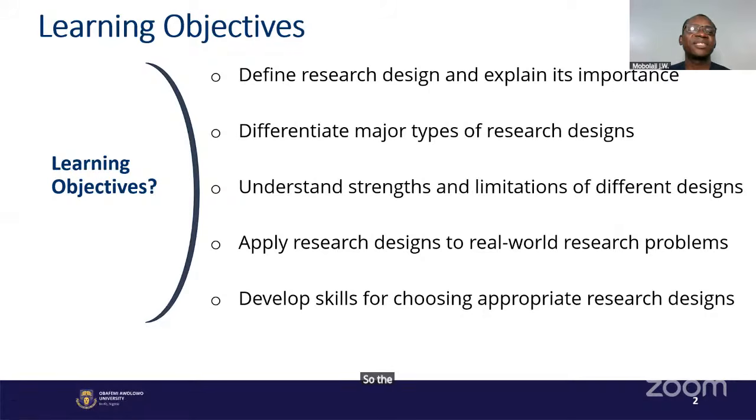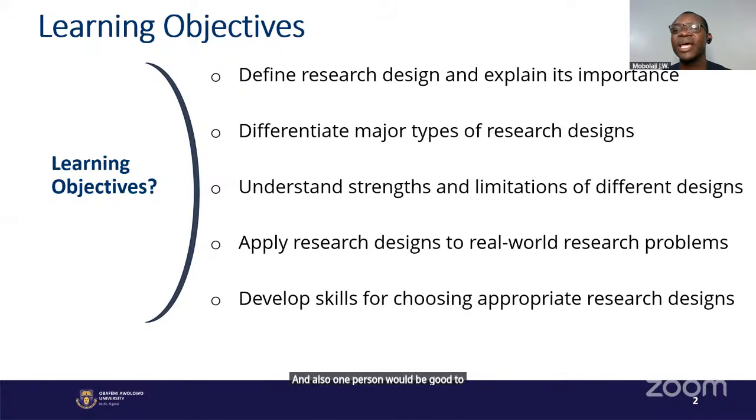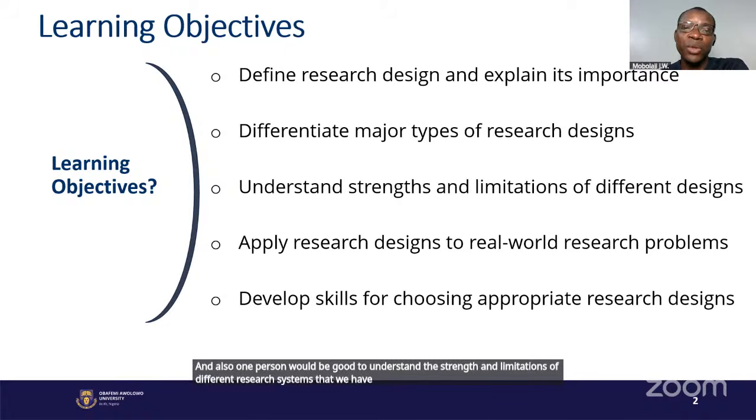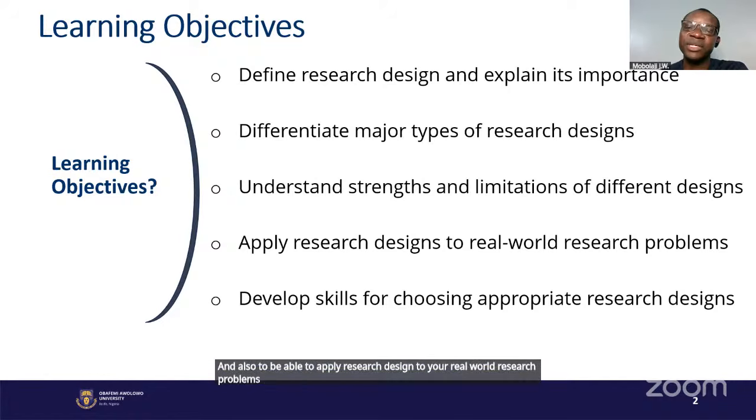So the learning objective in this training, or this workshop this morning: first of all, we want the participant to be able to define what research design is all about and explain its importance, and then differentiate the various or major types of research designs that we have. And also, we want participants to be able to understand the strengths and limitations of different research designs that we have.